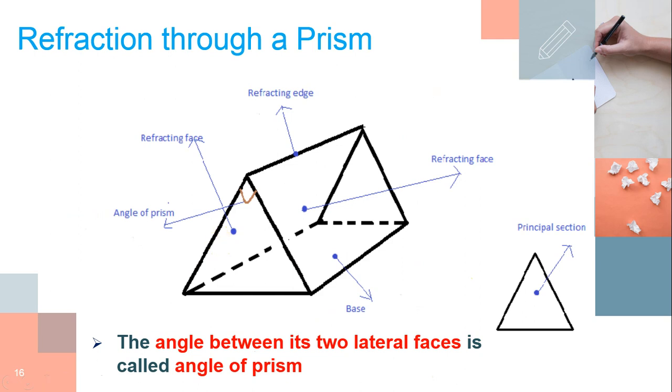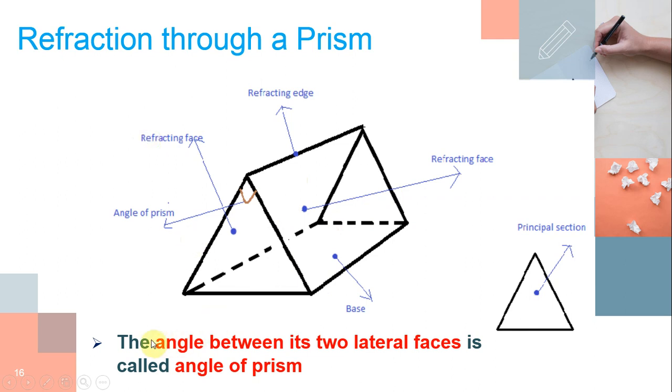Here the three rectangular faces are refracting faces. One rectangular lateral face is the base of the prism. So the other two are the refracting faces of the prism.